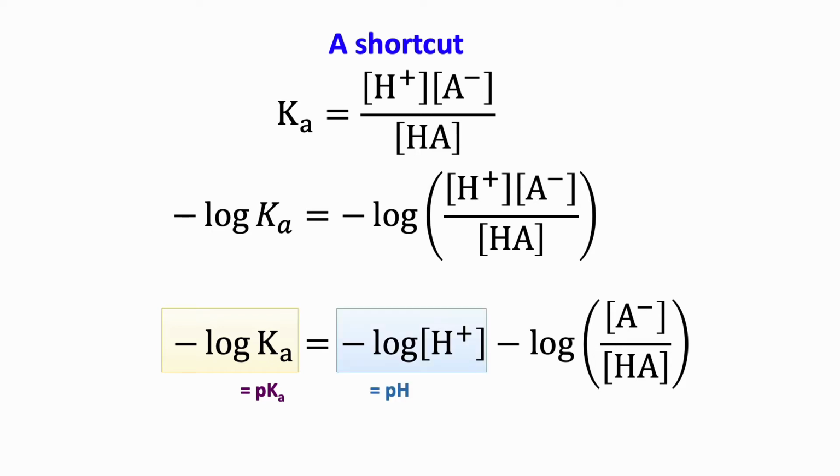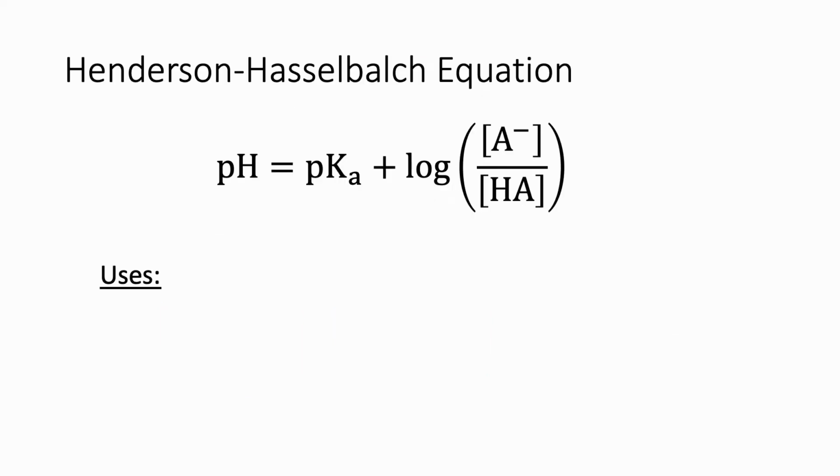Now the negative log of Ka is pKa. The negative log of H+ is pH. So we can substitute those in there, and I'm going to shuffle the log of A- over HA over to the side with pKa, and we get what we call the Henderson-Hasselbalch equation, where pH equals pKa plus the log of A- over HA.